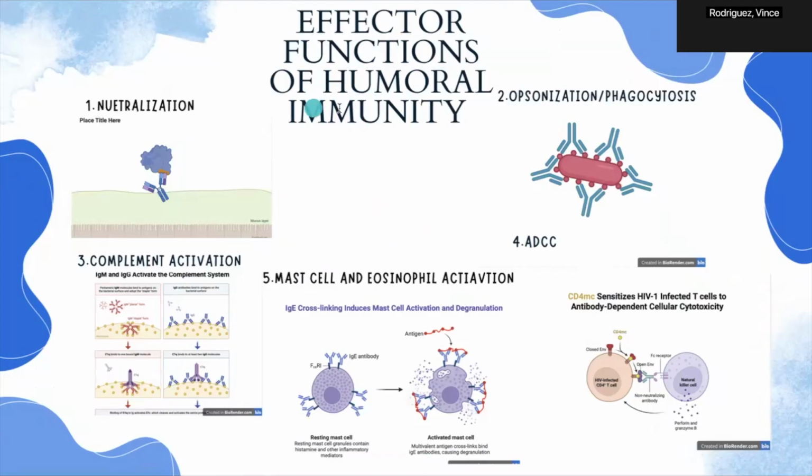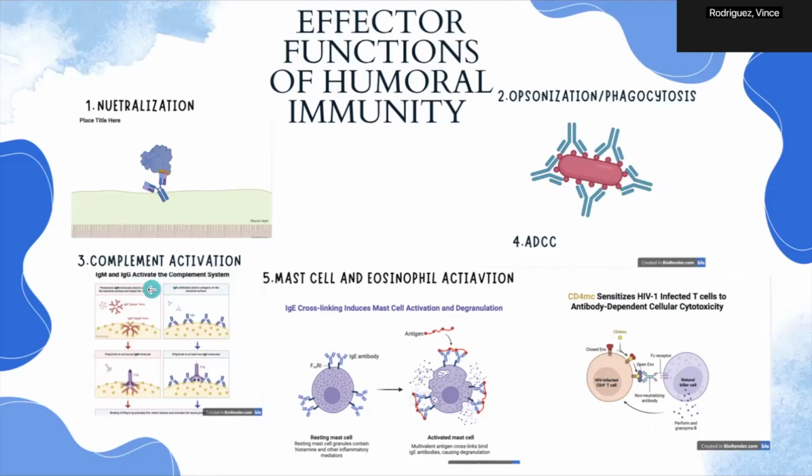Effector functions of humoral immunity. There are 5 effector functions. The first one is neutralization. This is where antibodies on the epithelial surfaces, such as the gastrointestinal tract and the skin, will bind to microbes, which prevents infection. Number 2 over here, we have opsonization and phagocytosis. This is when the antibodies will bind to the microbes as seen in this photo, tagging it for phagocytes to come on over and engulf the microbes.